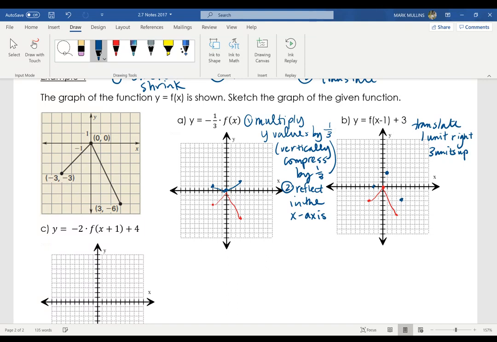So for this one, my graph should look the same. All I did was translate it. I didn't multiply by anything. I didn't reflect it. All I did was just move the position. So I did not change when I'm translating. Remember, we don't change the size, the shape, or the orientation.